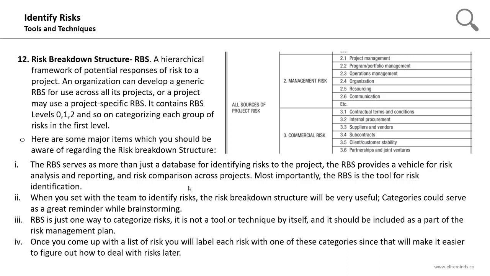RBS is just one way to categorize risks. It's not a tool or technique by itself, and it should be included as a part of the risk management plan, and we explained this earlier. It's a section of the risk management plan. Once you come up with a list of risks, you will label each risk with one of those categories, since that will make it easier to figure out how to deal with risks later. So here are some tips for dealing with the risk breakdown structure.